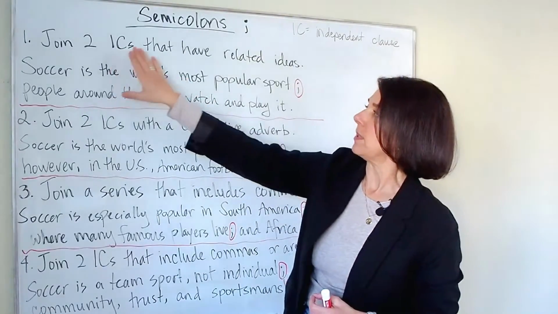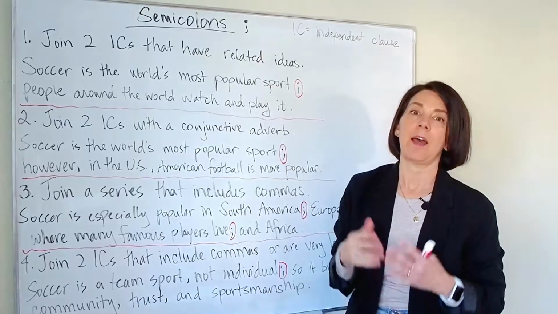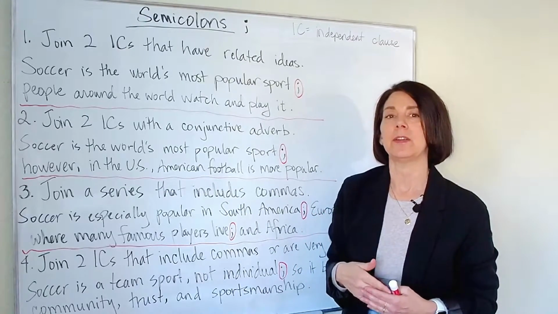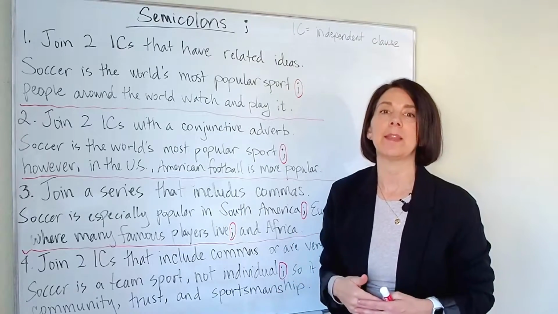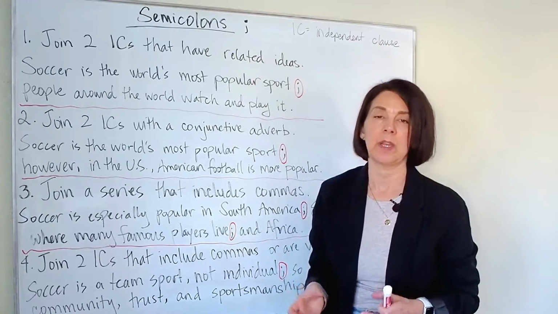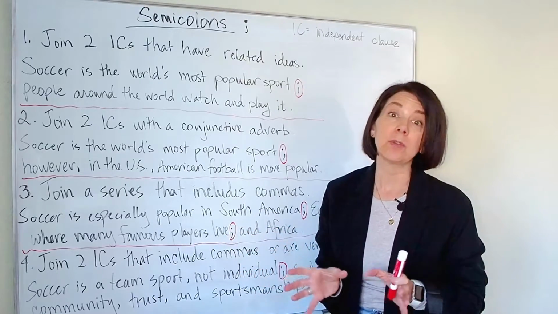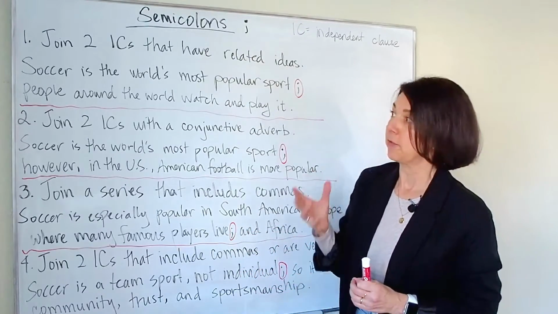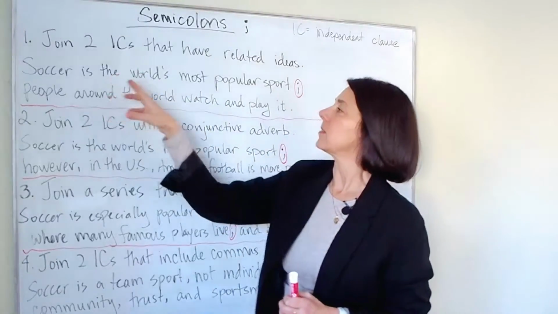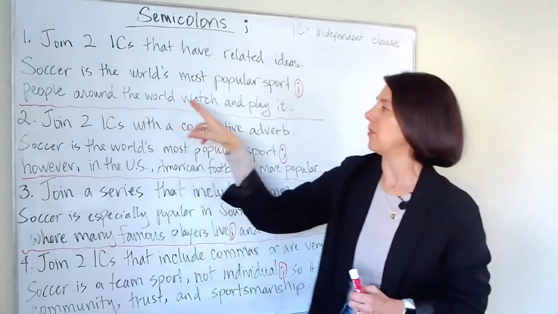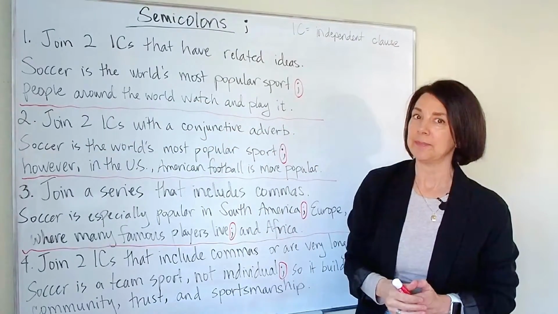First, we can join two independent clauses that have related ideas. So you're going to think of the semicolon here as working in the same way that the word and would work. You're going to join two clauses that have similar or very closely related ideas. For example, soccer is the world's most popular sport; people around the world watch and play it.